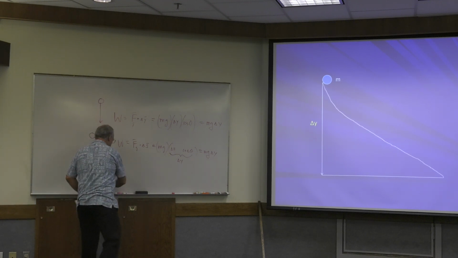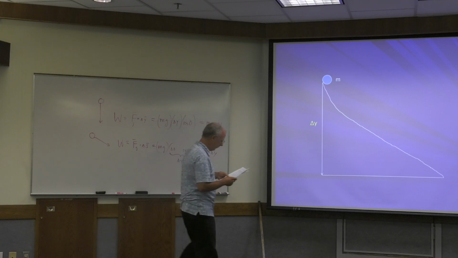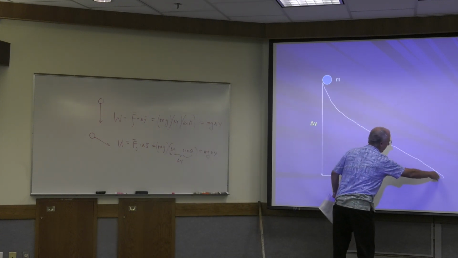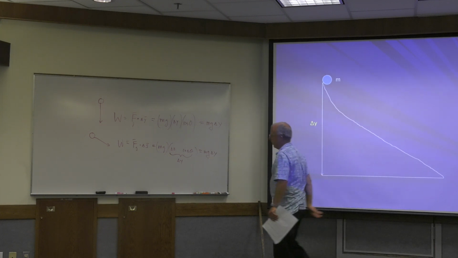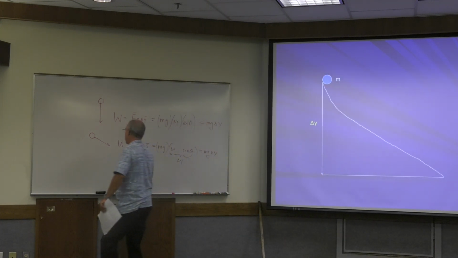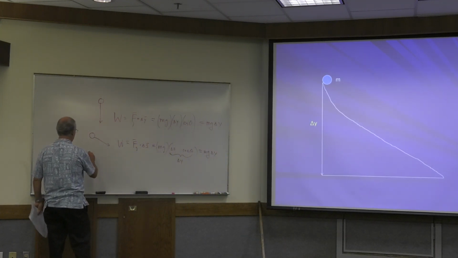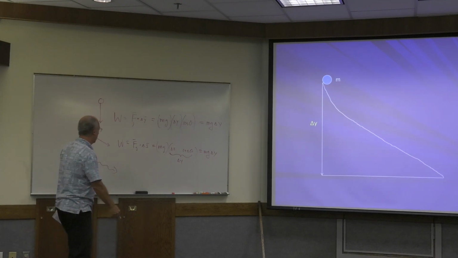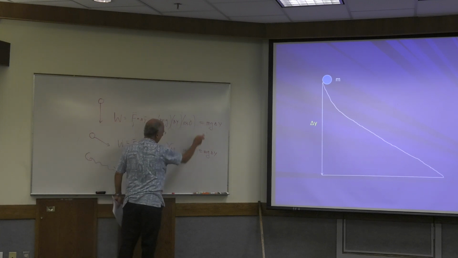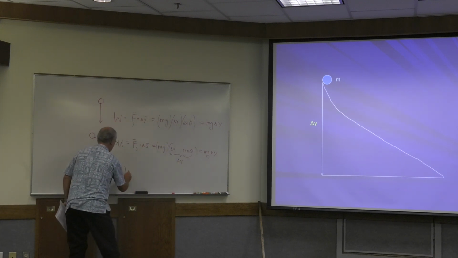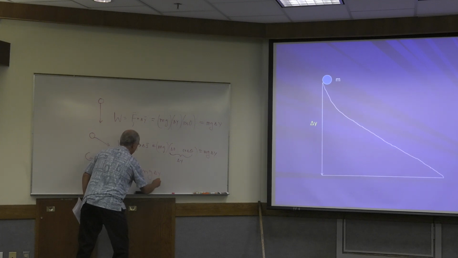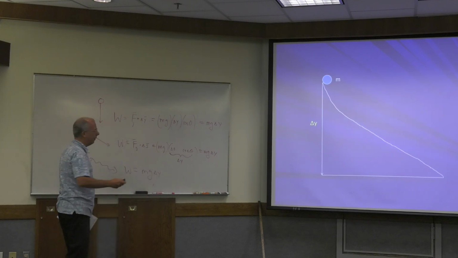Okay, so now I want you to guess. Now we have this weird curve, some curved ramp. It's not straight like the previous one, right? So just guess. What do you suppose the answer is? Well, guess what? Same thing, mg delta y. And you can prove it, but I'm not going to.